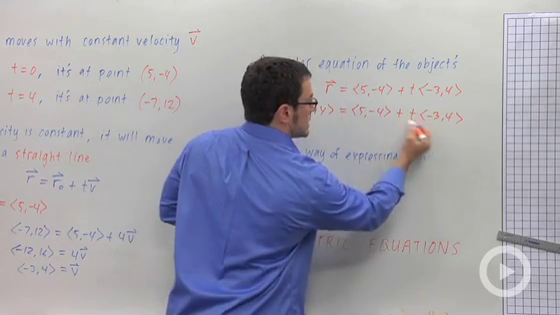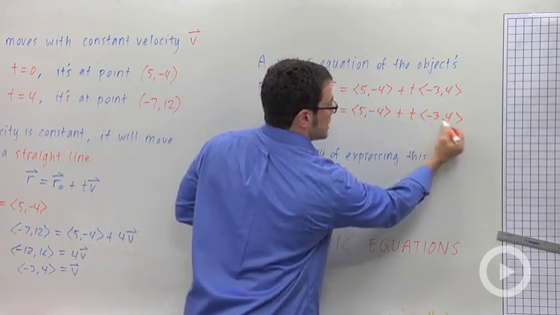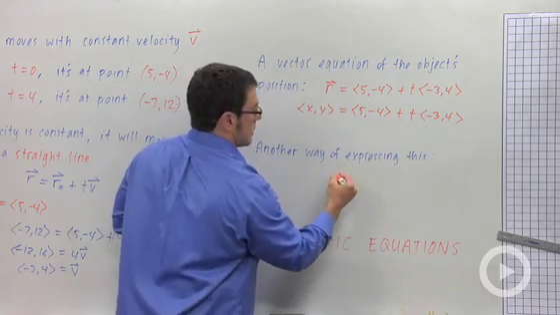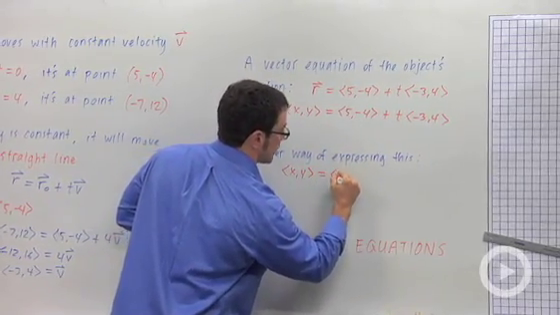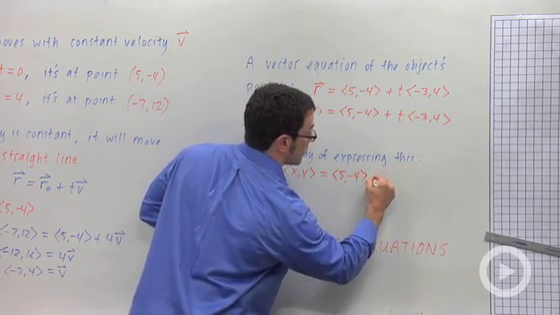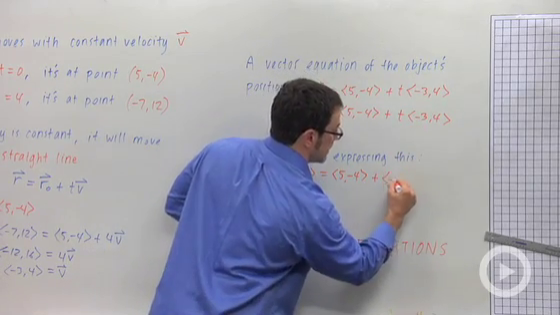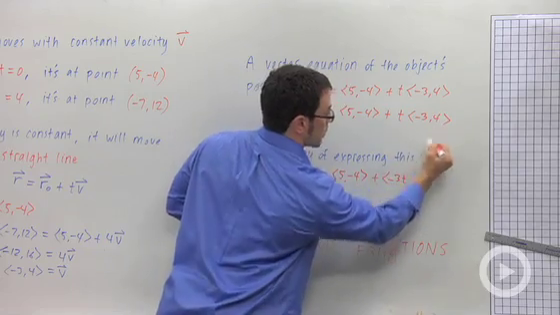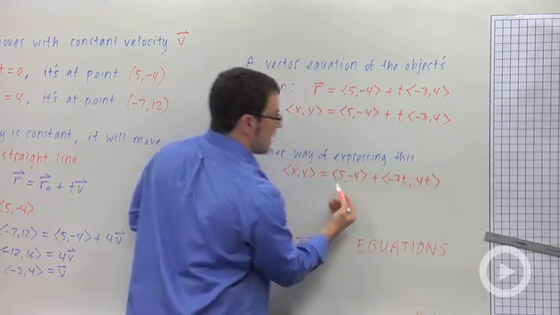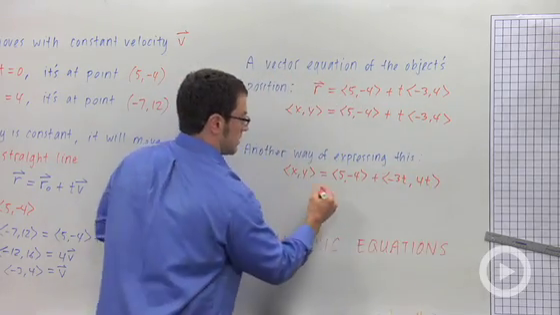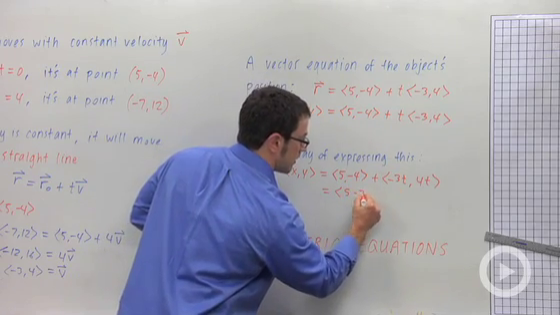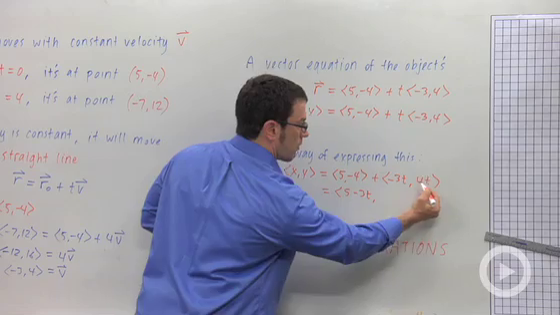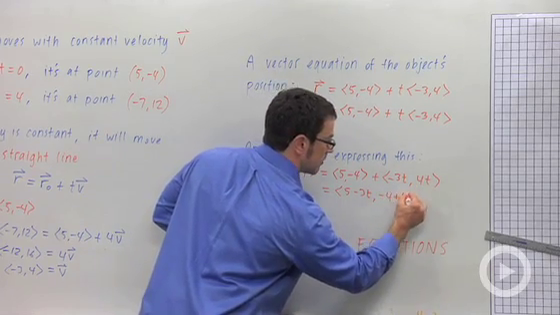You can take the right-hand side and distribute the t over this vector, and you get (x, y) equals (5, -4) plus (-3t, 4t). And then you can add these two vectors, and you get, adding component-wise, (5 minus 3t, -4 plus 4t).